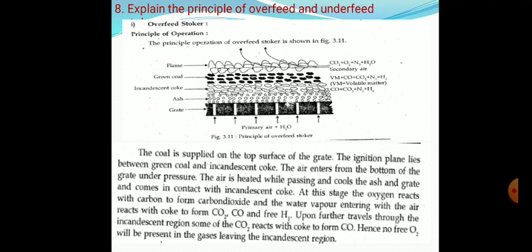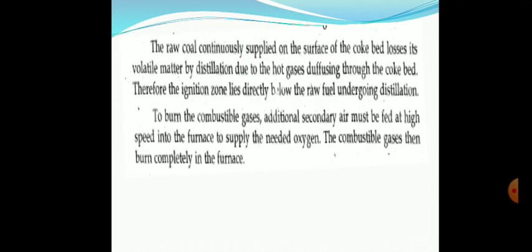At this stage, the oxygen reacts with carbon to form carbon dioxide, and the water vapor entering with the air reacts with coke to form CO2, CO, and free H2. Upon further travel through the incandescent region, some of the CO2 reacts with coke to form CO. Hence, no free O2 will be present in the gases leaving the incandescent region.